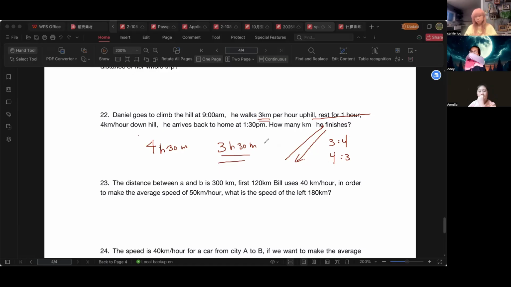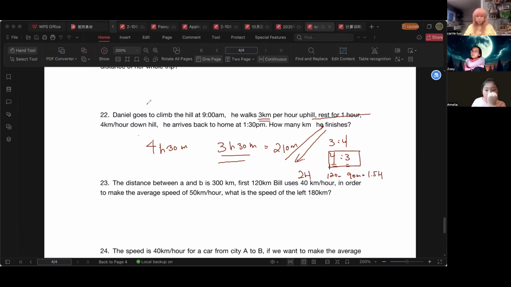So we can just convert it to how many minutes altogether? 210 minutes, correct? Okay, so 210 minutes. So altogether there are 7 portions. Going up uses 4 portions and going down uses 3 portions. So we know that going up uses 120 minutes and going down uses 90 minutes, which is 2 hours and 1.5 hours.